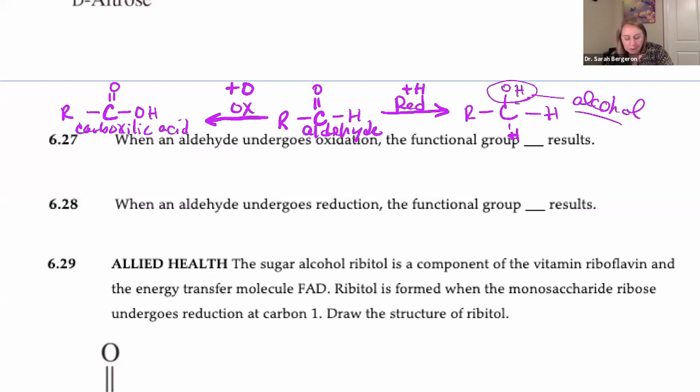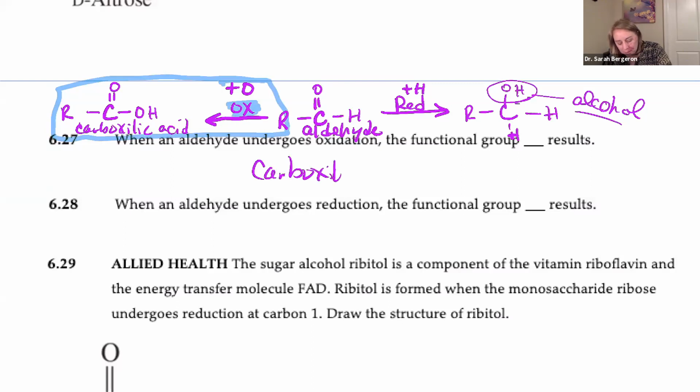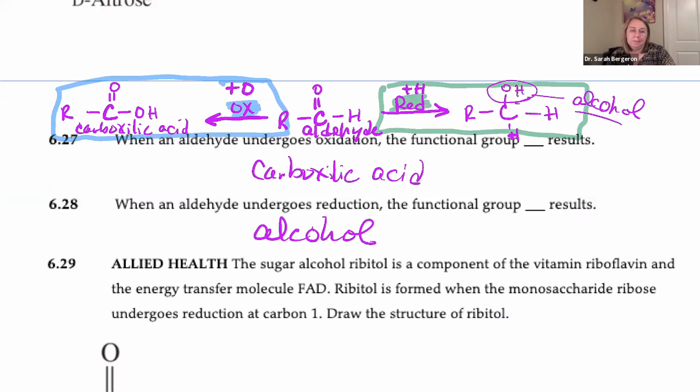Okay. So look at our question, 6.27. When an aldehyde undergoes oxidation, the functional group blank results. When we undergo oxidation, we are looking at this side of the reaction, right? Oxidation. So what forms? What forms is carboxylic acid, okay? Now, when an aldehyde undergoes reduction, here's my reduction. What functional group occurs? Well, that's an alcohol, okay? So you need to be able to draw that stuff.